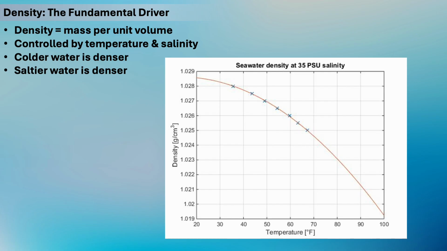This is the fundamental difference between surface currents and deep currents. Surface currents are momentum driven. They start from wind. Deep currents are buoyancy driven due to density differences. Everything in this lecture builds from that one principle. Density differences create vertical motion.